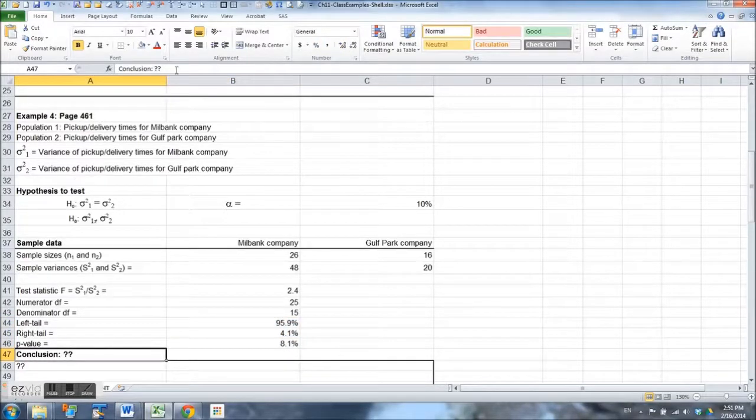Conclusion is, since the p-value is less than 10%, this time the level of significance is 10%, so reject H0.